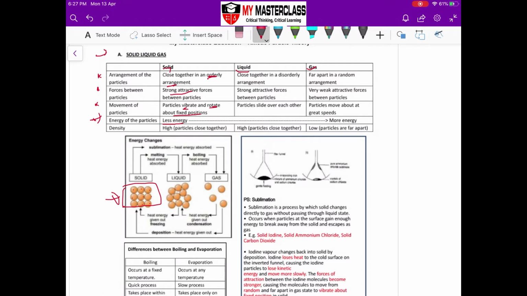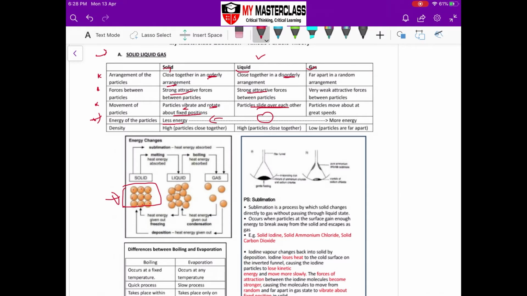Next one, we have the liquid. The keywords we have to use are that they are disorderly or irregularly arranged. They have strong attractive force, but the particles are sliding over each other in layers. And of course it has a little bit more kinetic energy than the solid.